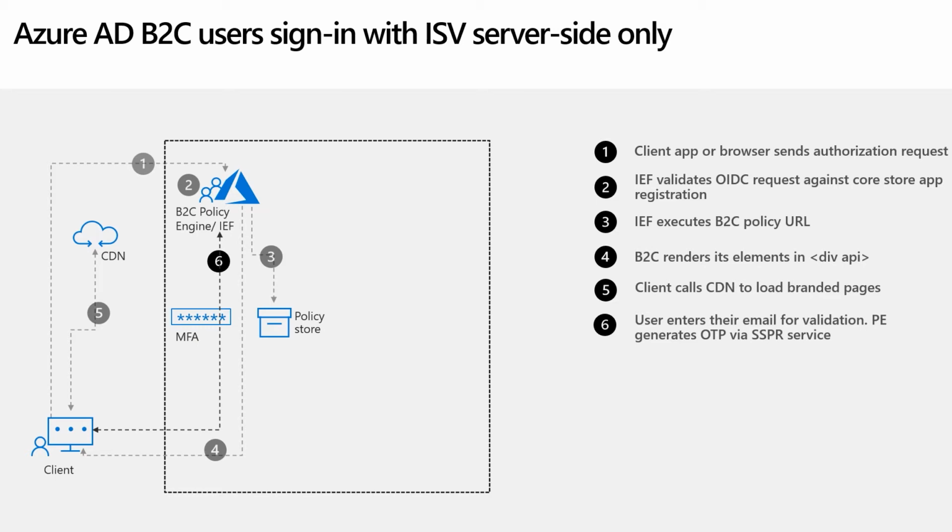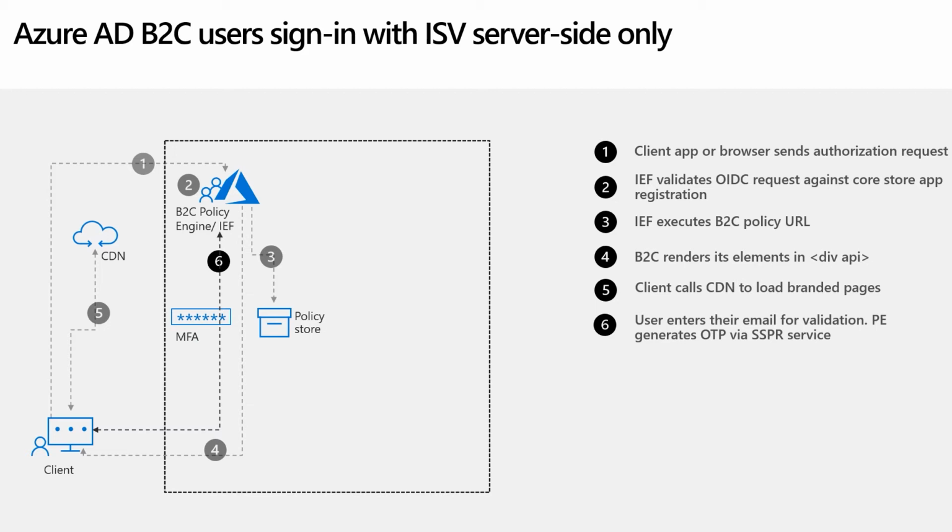A user clicks sign up. Note that email validation is optional. If the email validation is required, the policy engine will generate an OTP. The OTP is sent by the multi-factor authentication service, or MFA for short, via email or SMS, phone.